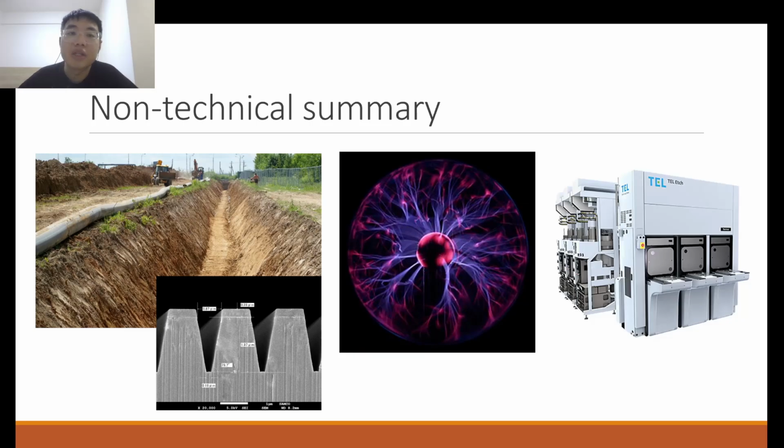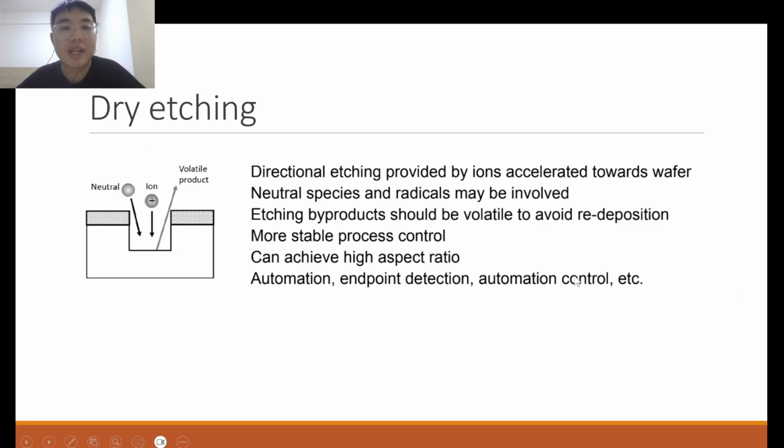Okay, so let's go into the technical content right now. In dry etching, normally dry etching is thought of as more of a directional etching. Directional etching is provided by the acceleration of ions that are hitting and bombarding the wafer. So in dry etching, both neutral species and radicals may be involved, and we need to take note that any byproducts formed during this etching process should be volatile, right?